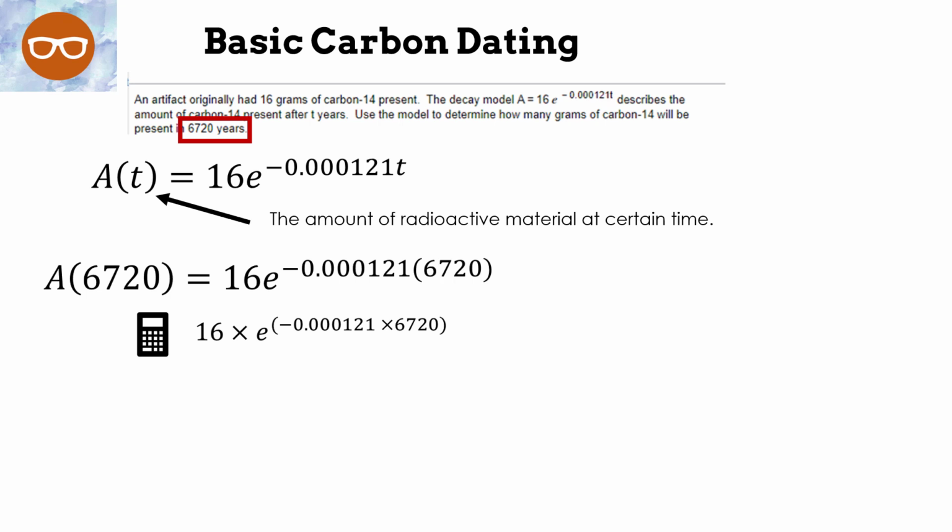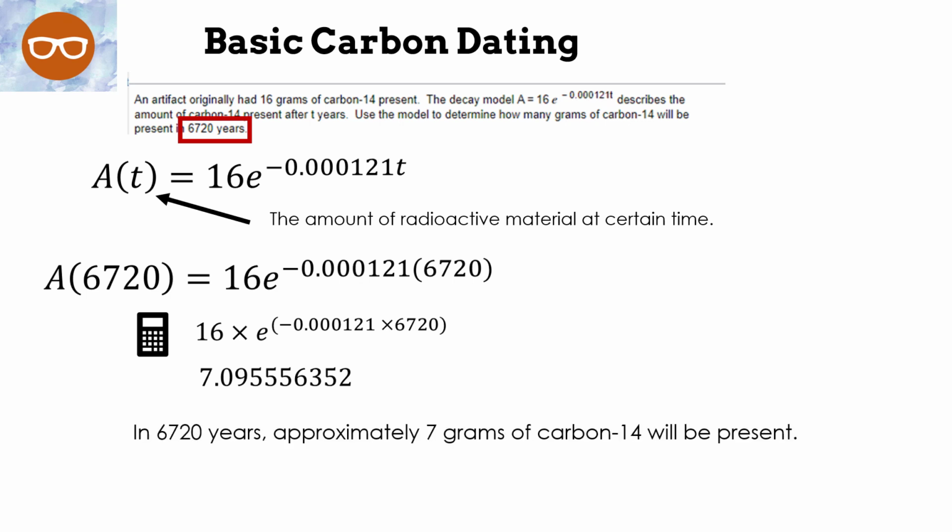We're going to take 16 times e to the negative 0.000121 times 6,720. Now every calculator is different, so you need to look at your calculator and first find the e, and then make sure you put the exponent in correctly. When you do that, you should get 7.09555632. In 6,720 years, approximately 7 grams of carbon-14 will be present.